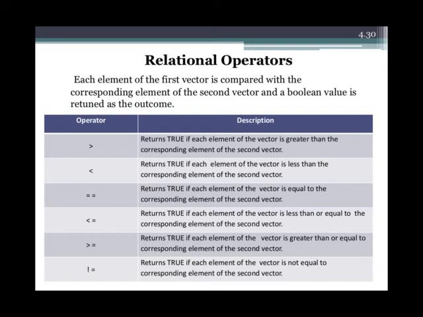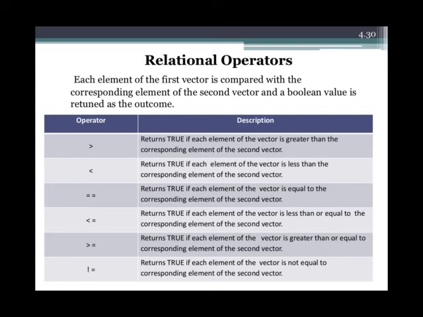Then we have a next set of operators which compare values, like whether they are greater, less, or equal. Now, these are called the relational operators. The first value is compared with the second value, and a boolean value is returned as the outcome. We have the single greater than, which returns true if each element of the vector is greater than the corresponding element of the second vector. We have the less than, which is the opposite. Here each element is less than the corresponding element, it will return true.